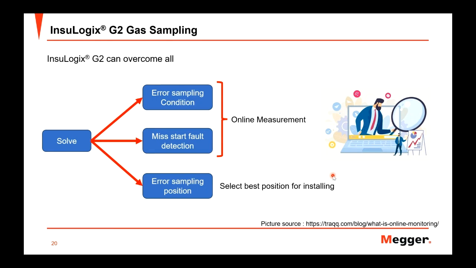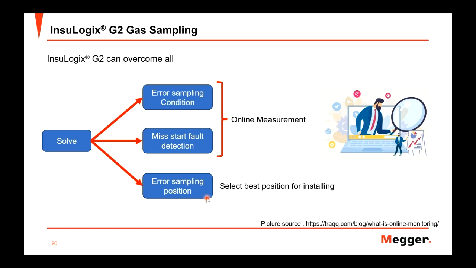Okay, so our InstaLogic G2 is the online monitoring. We can solve all of those problems easily. You can avoid the sampling error and missing the fault that happened inside of your transformer, because from the previous case study, you can see already that if something happens inside of your transformer, you have to start to monitor it. How severe is that fault, or what should we do about that fault, and when can we plan to fix that fault.